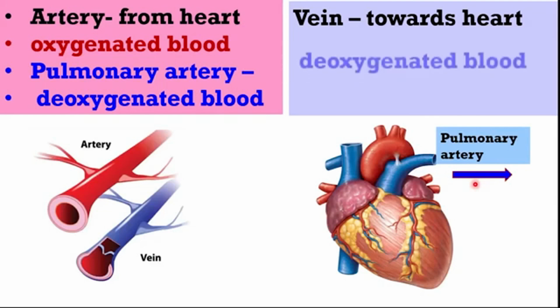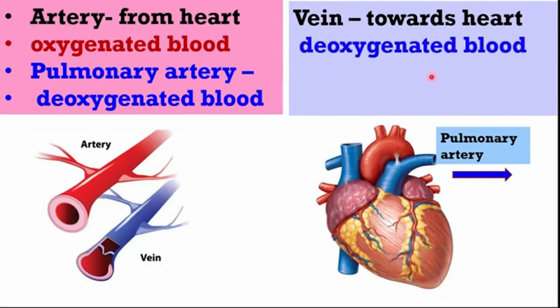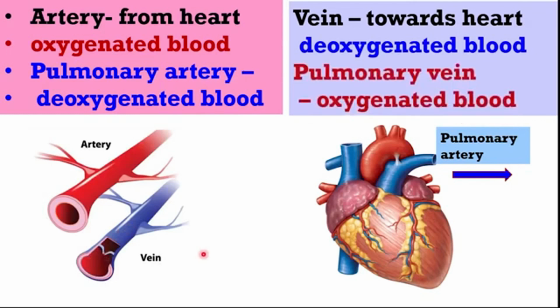And veins carry deoxygenated blood generally. That's why veins are shown with blue color. But the exception is the pulmonary vein. It carries oxygenated blood from the lungs to the heart. As lungs are respiratory organs, the blood flowing in the pulmonary arteries and pulmonary veins is different from the normal arteries and veins.